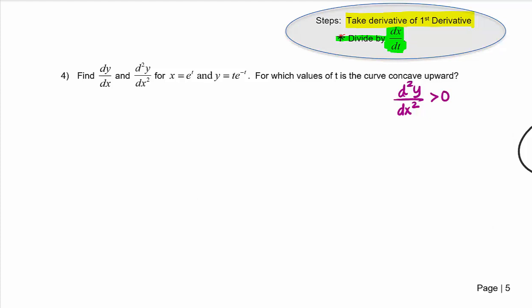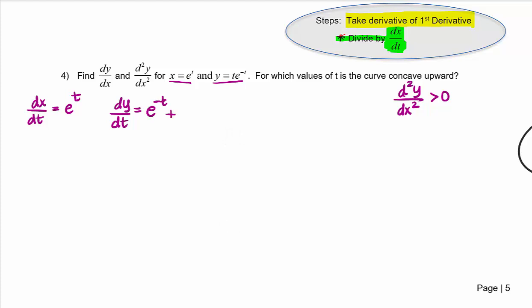So, all right, here's my x, here's my y. I need to find dx dt. So that's just e to the t. And dy dt, and I do write these out separately. I'll show you why here in a second. That is going to be a product rule. I'll take the derivative of t first. That's 1. So I leave e to the negative t alone.